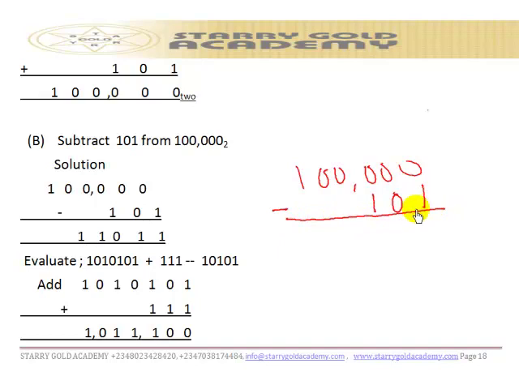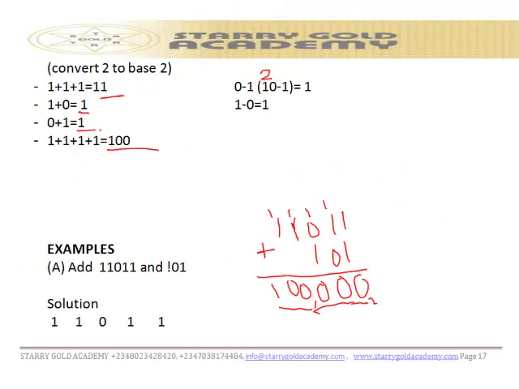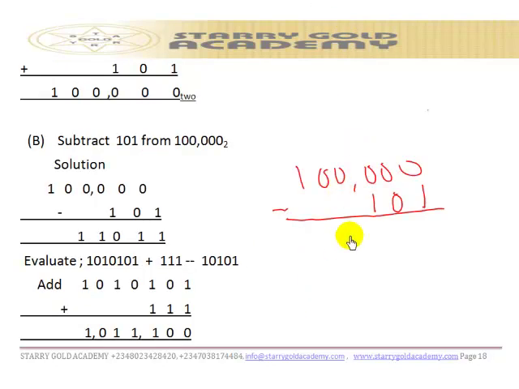Now I told you before, I said that if you have 0 minus 1, you borrow 1. I said it when I was talking about this place. You borrow 1 and then it becomes 10. That 10 is actually 2, not 10. So what do we do? 0 cannot subtract 1, so we borrow 1 from this guy. This guy becomes 0.